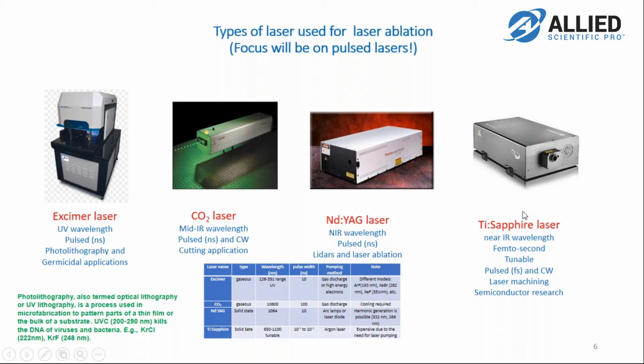And then finally, we have the Ti:sapphire laser, which is another near IR laser, and that is tunable in the range 650 to 1100 nanometers. It's a solid state laser with very short pulses, femtosecond. It comes in CW and pulse mode. It's a very expensive, lower power laser, but it could be used for discovering the band gaps of semiconductors and also for some applications of laser cleaning.